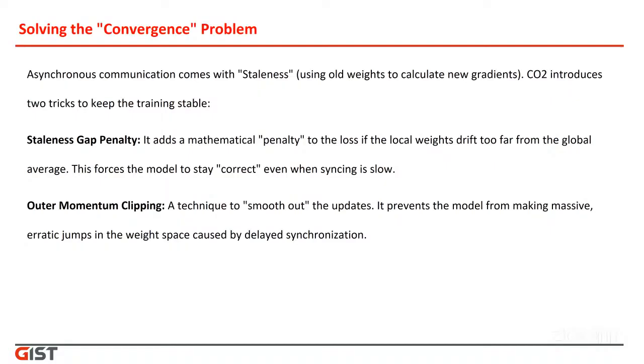It adds a mathematical penalty to the loss if the local weights are very far apart from the global average weight. So this forces the model to stay correct even when the syncing is delayed or slow. The other solution is outer momentum clipping. This is a technique to smooth out the updates, and it prevents the model from making large jumps in the weight space caused by the delayed synchronization.